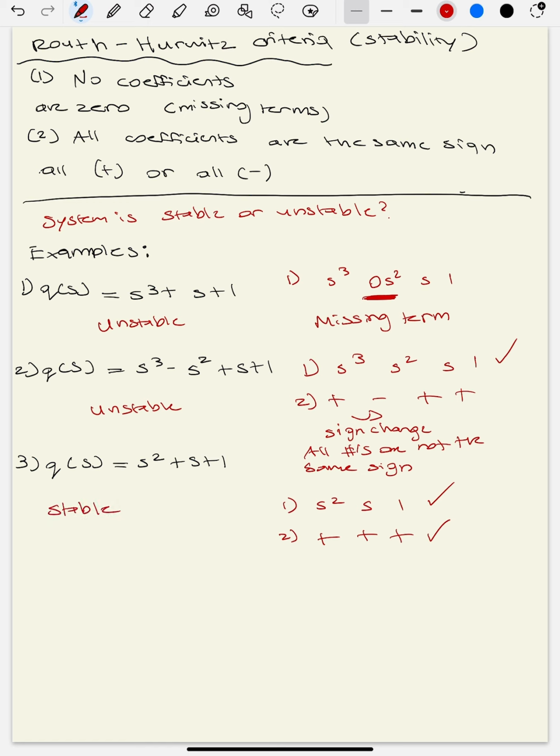And that is how you find the stability of a system using the Routh-Hurwitz criteria. And in a few of the other videos, I will go over an example of the Routh array and how you can determine the stability based on just looking at the first column of this array.